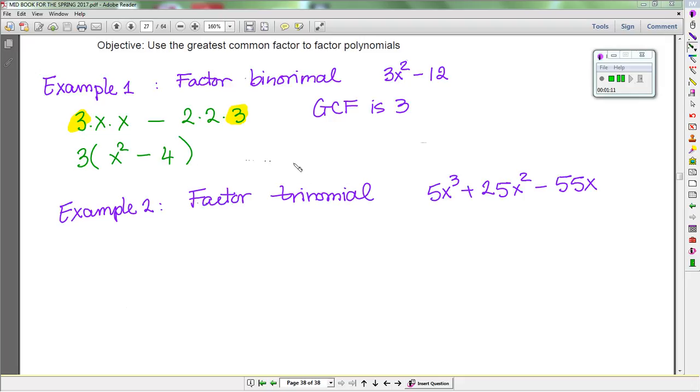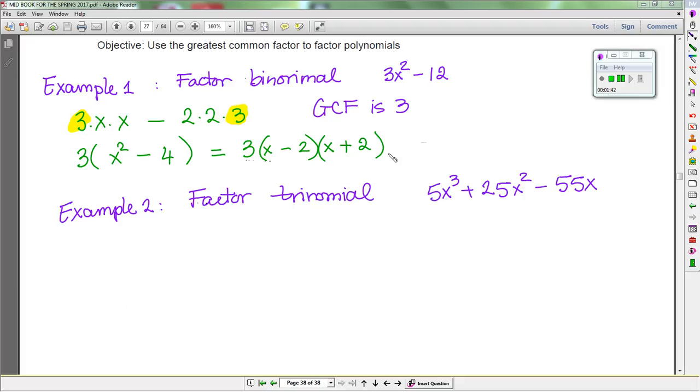Now, since we have to factor completely, we cannot stop right here, because this is a difference of two squares. Therefore we can continue to factor. x squared minus 4 will be x times x is x squared, and 4 is 2 squared, so it will be x minus 2 times x plus 2.